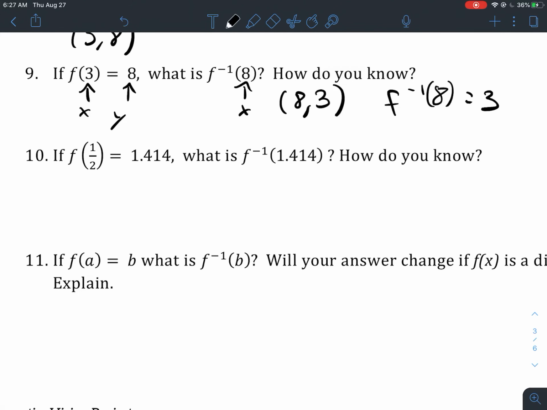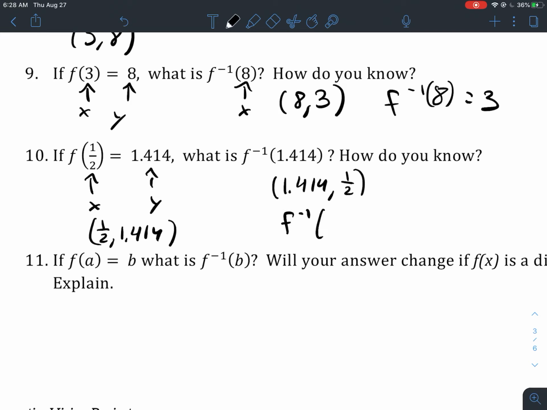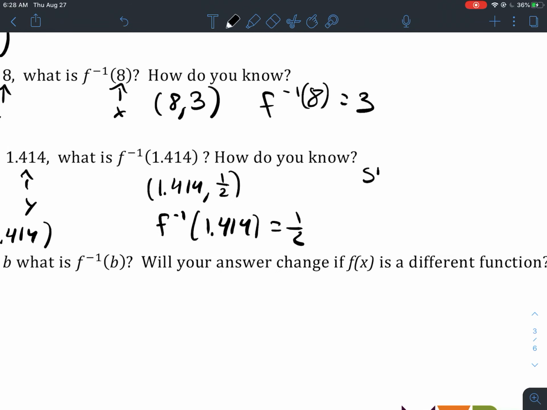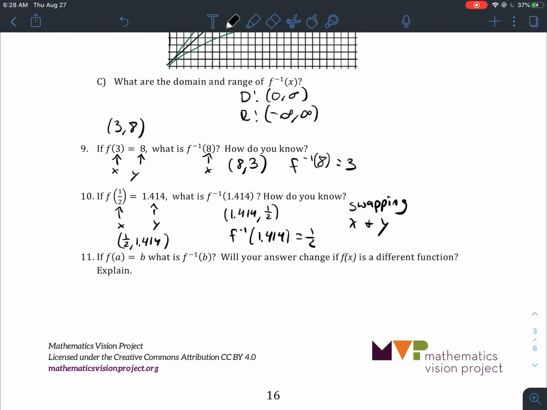Next, if f of 1/2 equals 1.414, what is f inverse of 1.414? So again, this is our x value. This is our y value. So the point was 1/2, 1.414. And they want to know, what happens when we input 1.414 into the inverse? Well, again, we swap the x and y values. So we could write f inverse of 1.414 equals 1/2. And it says, how do you know? Well, we're swapping the x and y values in the inverse.